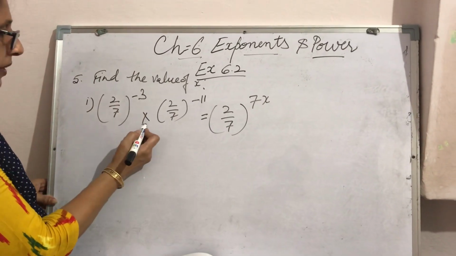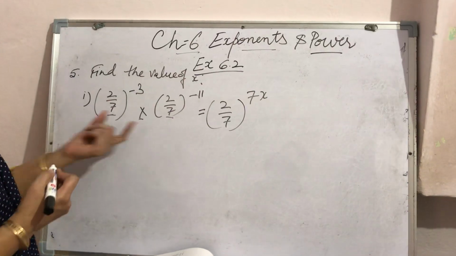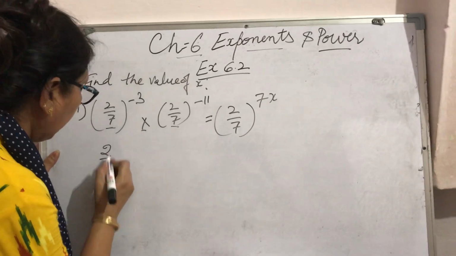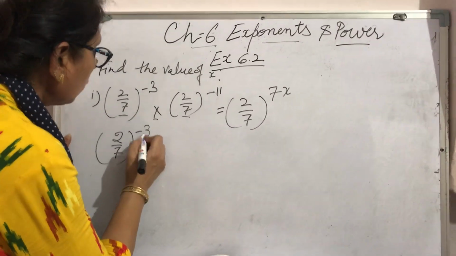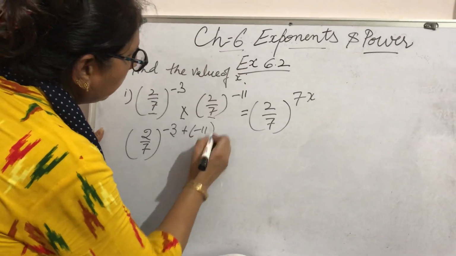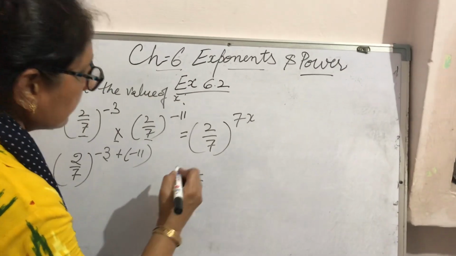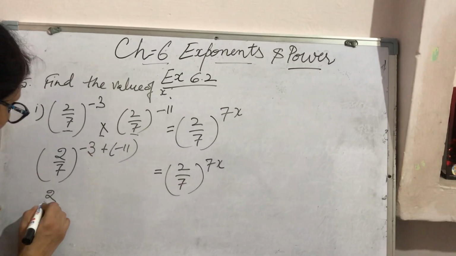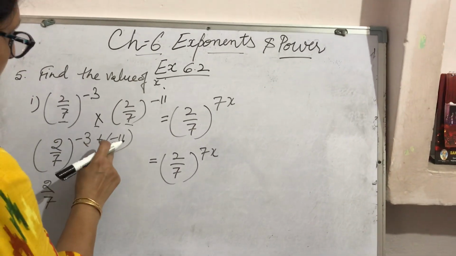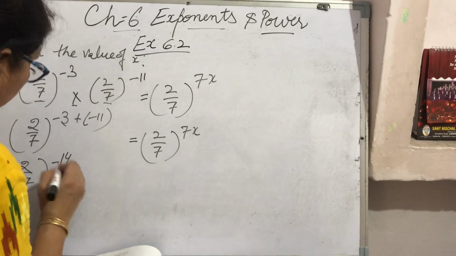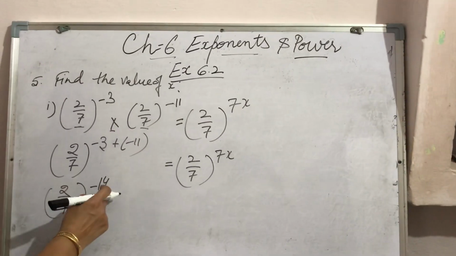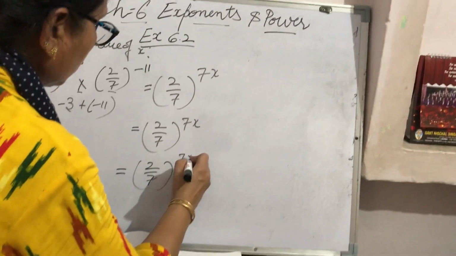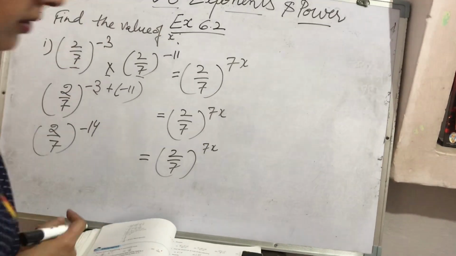First of all, multiplication is there and the bases are the same. If bases are the same and multiplication is there, we have to add these powers. So 2 by 7, the base will remain the same. Minus 3 plus minus 11 equal to 2 by 7 raised to power 7x. Now minus 3 minus 11 will be minus 14. Same signs are there, so we have to add, keeping the bigger number's sign. 2 by 7 raised to power minus 14 equals 2 upon 7 raised to power 7x.